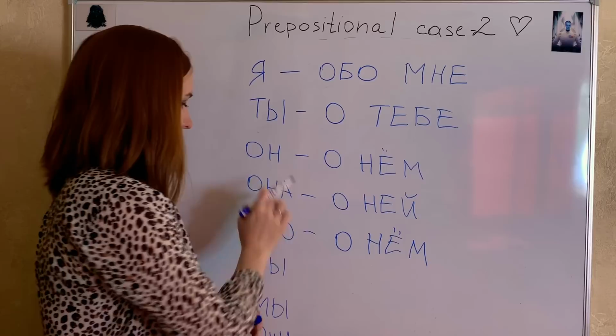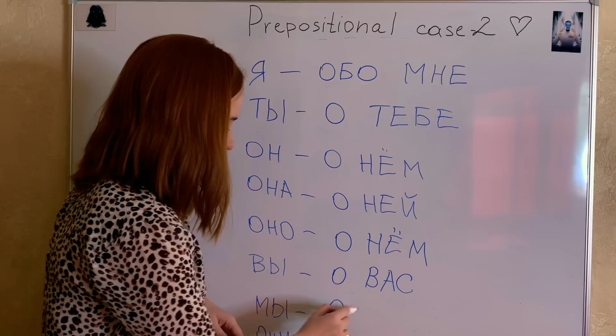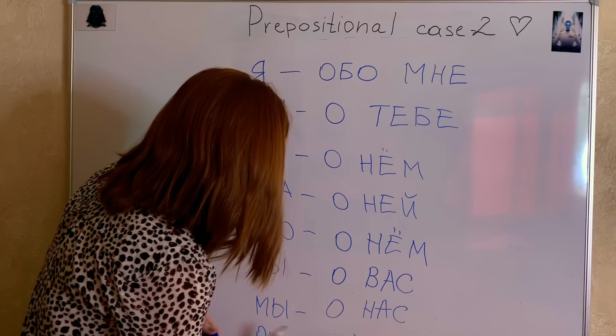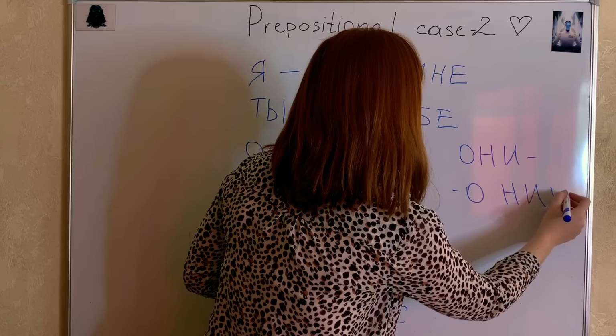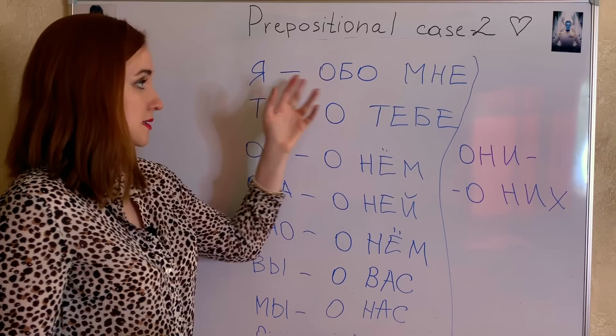Вы. О вас. Мы. О нас. And они. О них. Let me write it somewhere here. Они, they, о них. So, like that. Oh, and since it's been a while for today's lesson already, it's up to you to practice.